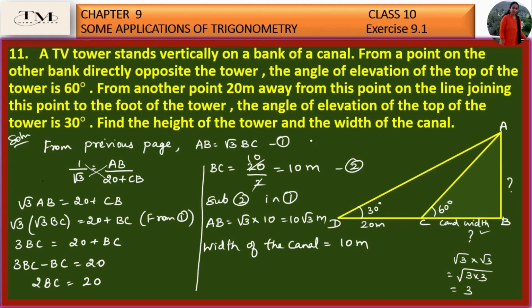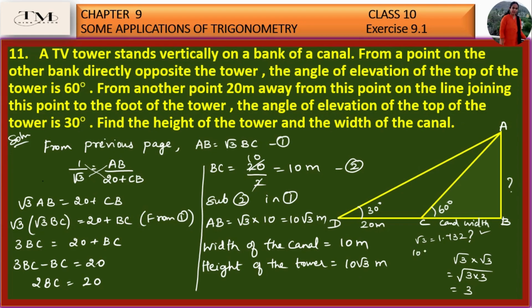Next, height of the tower. Height of the tower is AB. Height of the tower equal to 10 root 3 meter. Suppose in this question, if they give the value of root 3, you have to substitute. Root 3 value is 1.732. So if they give the value of root 3, you have to substitute the root 3 value.